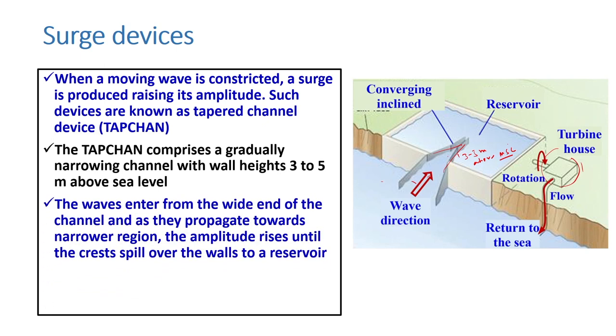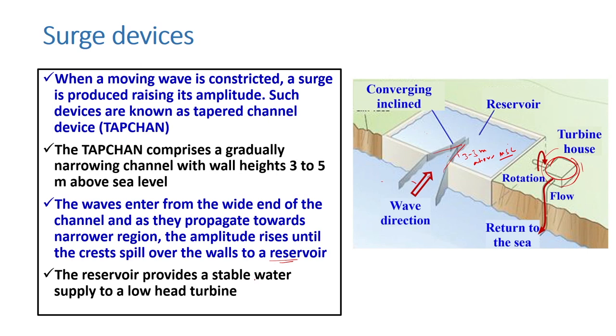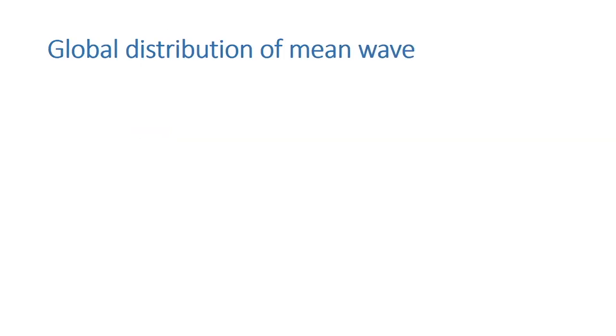The wave enters from the wide end of the channel, and as it propagates towards the narrower region, the amplitude rises until the crests spill over the walls into a reservoir. So this is the reservoir. We need to fill the reservoir, which is maintained at a fixed head to operate the turbine housed in the powerhouse. The reservoir provides a stable supply to a low head turbine, right?